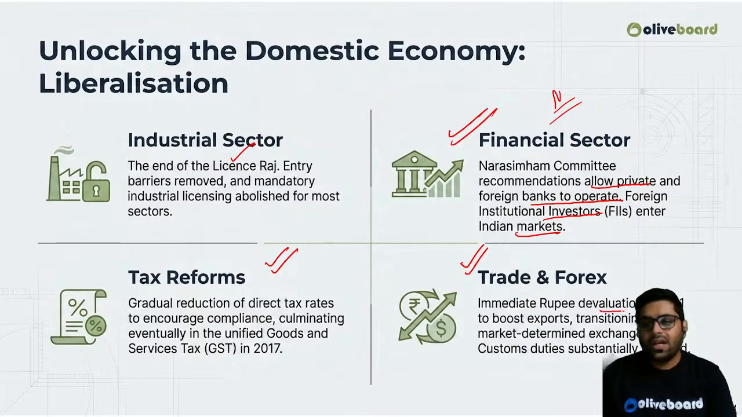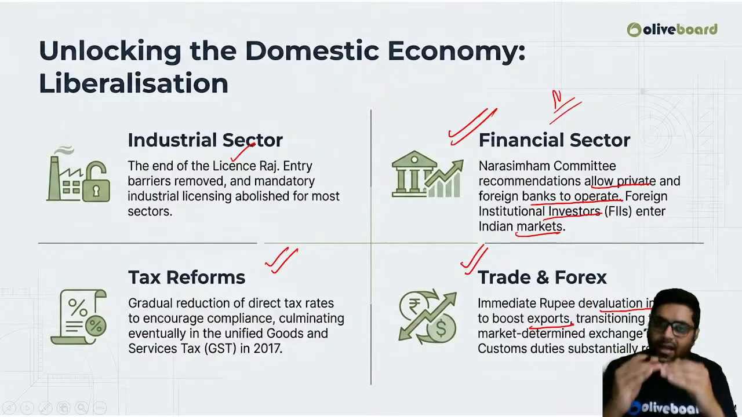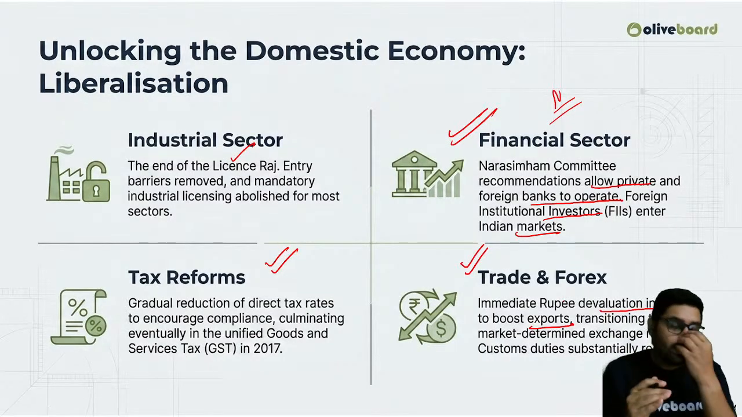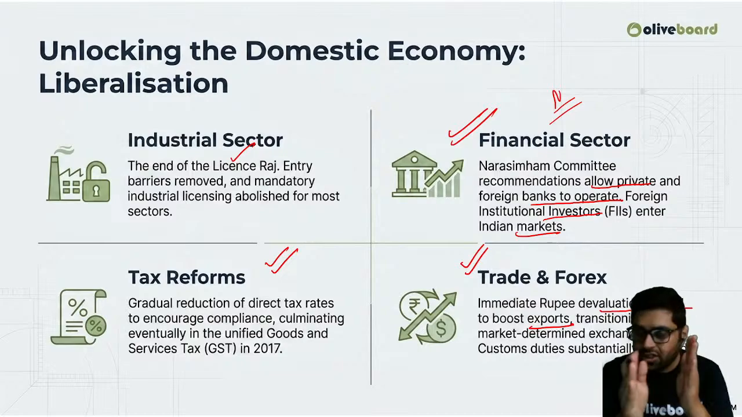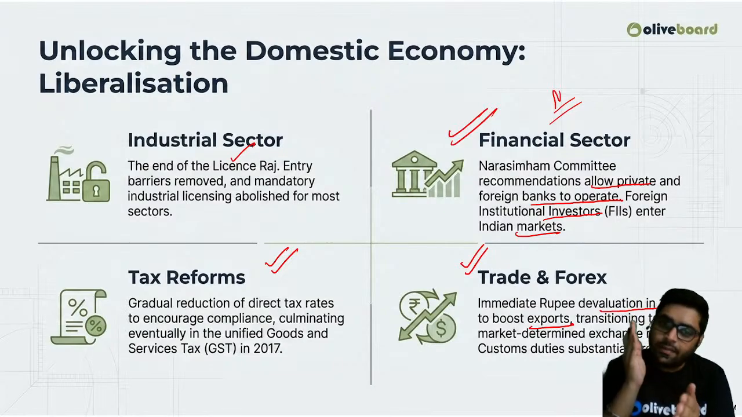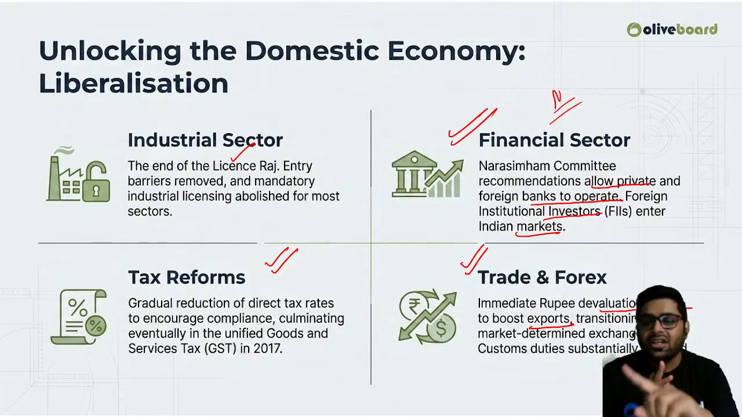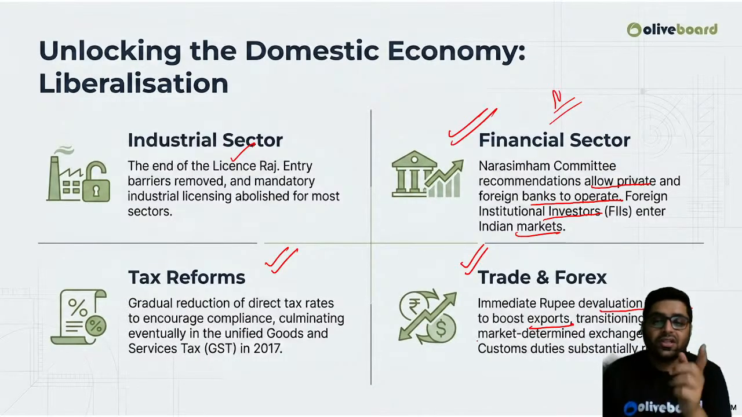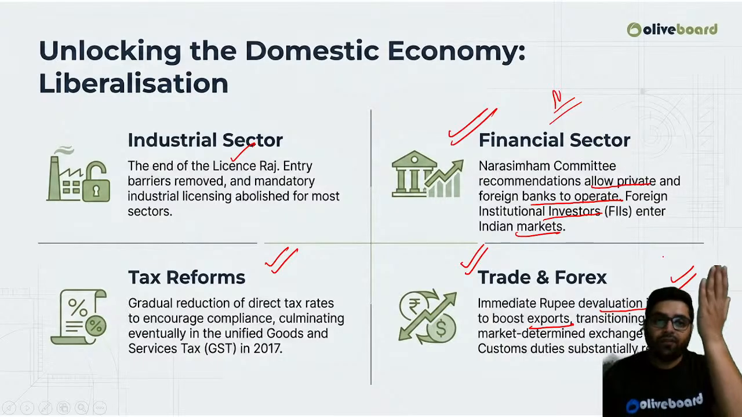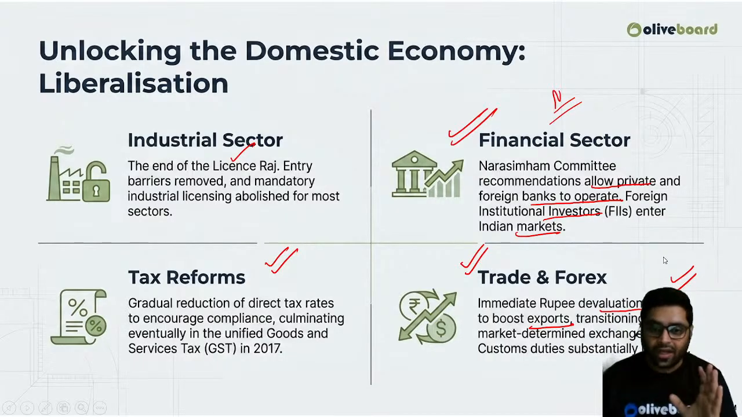And trade and forex: an immediate rupee devaluation in 1991 was done to boost exports. Whenever we devalue, devaluation means what? It is deliberately done by the government. Depreciation is different from devaluation. Depreciation happens on its own, due to market forces. Devaluation is done deliberately by the government. So, devaluation happened in 1991 because our exports were very low and imports were very high. So, the current account deficit was very high.